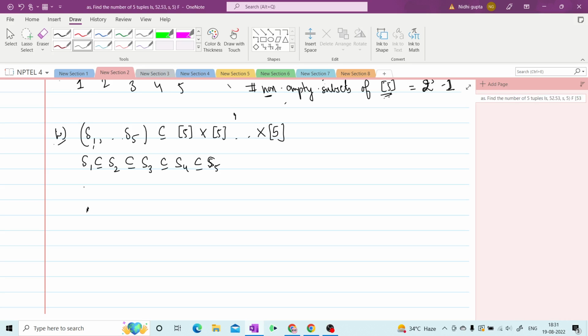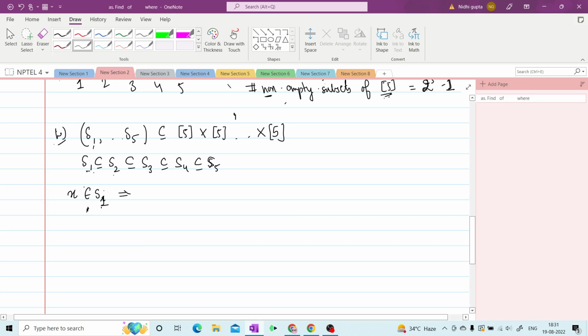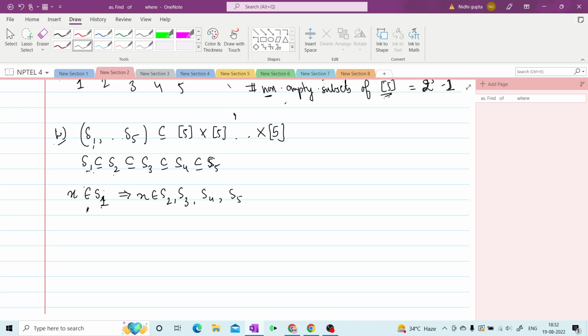Now can you say, if X belongs to Si, suppose X belongs to S1, then what can we say if we have this condition? If X is in S1 and since S1 is contained in S2, we can say that X will belong to S2. Is this fine? Right? X belongs to S2, S3, S4, and S5.